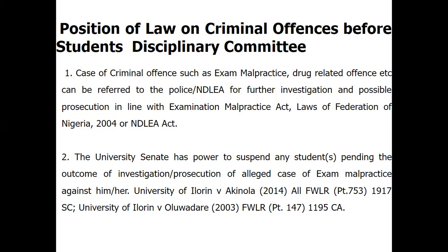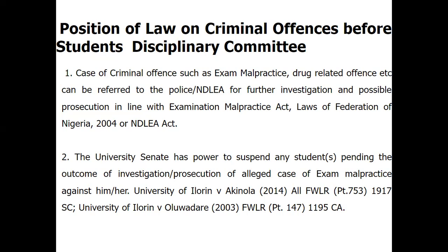Now, when you look at number 2, it says the University Senate has power to suspend any student pending the outcome of investigation and prosecution of an alleged case of examination malpractice against him or her. We cited some cases there. Deliberately, we put them there because in our pool of research, it has shown that some universities in Nigeria have more cases at hand. One of them is the University of Ilorin. I don't know why it is so, but we have so many landmark cases from that university. The point is that, for example, one of these cases, the case of University of Ilorin against Oluwadare, has to do with the issue of examination malpractice.